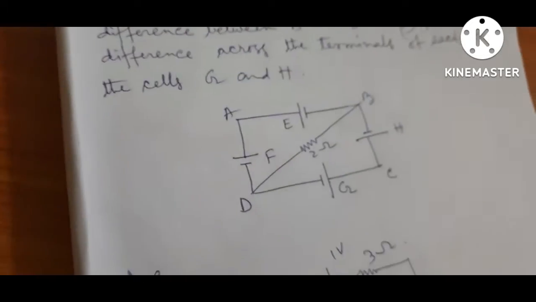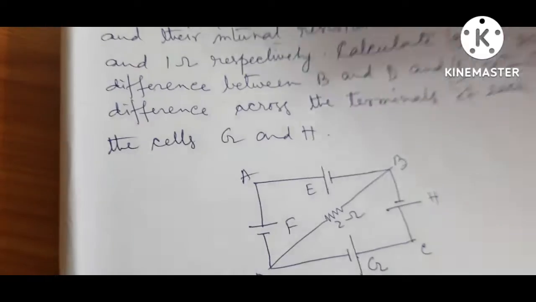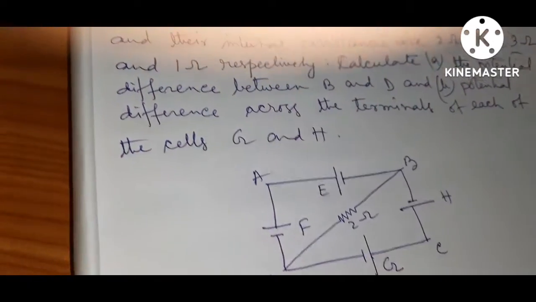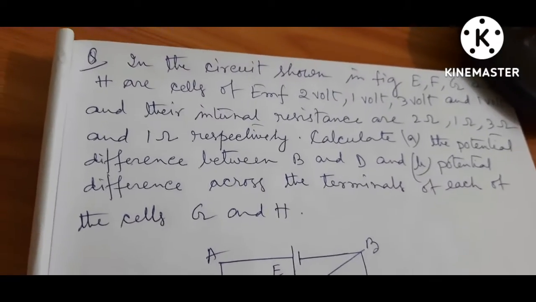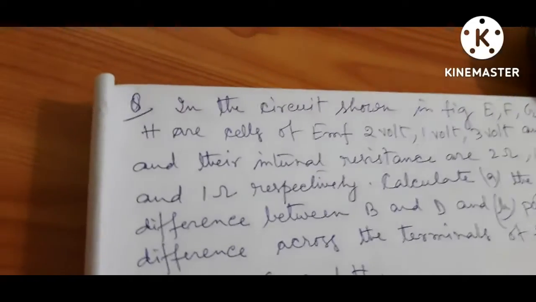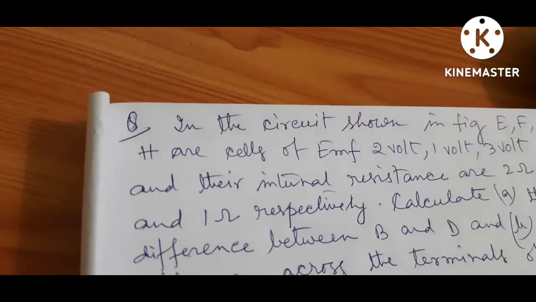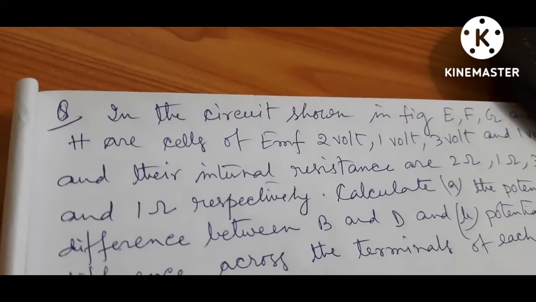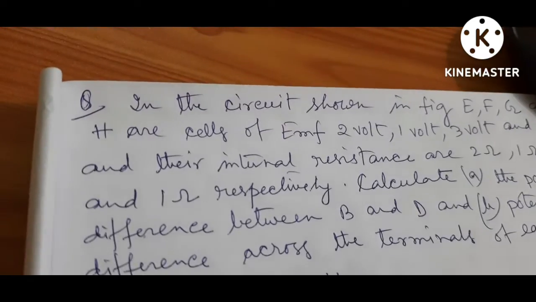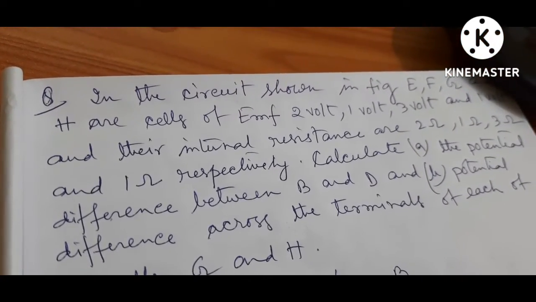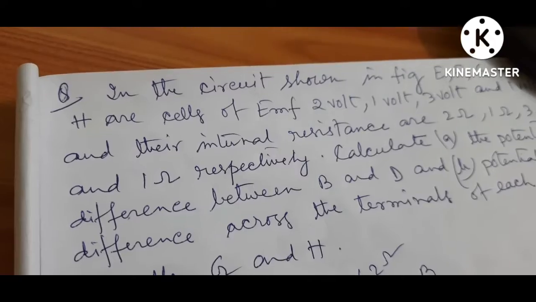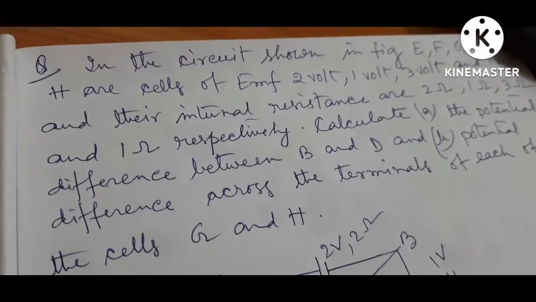Now this is the circuit given. E, F, G, H, four batteries with EMF 2 volt, 1 volt, 3 volt and 1 volt, and internal resistances equal to 2 ohm, 1 ohm, 3 ohm and 1 ohm. This is the given circuit.